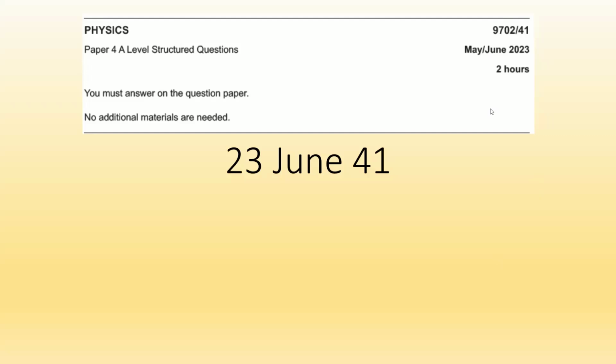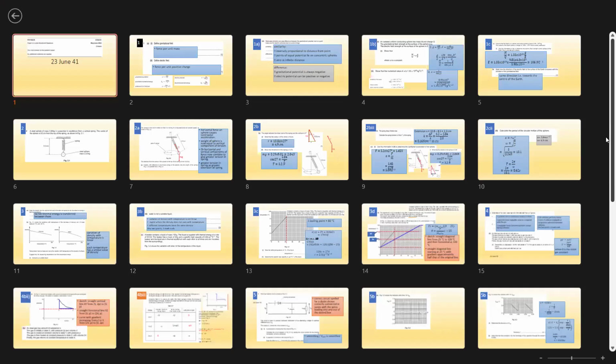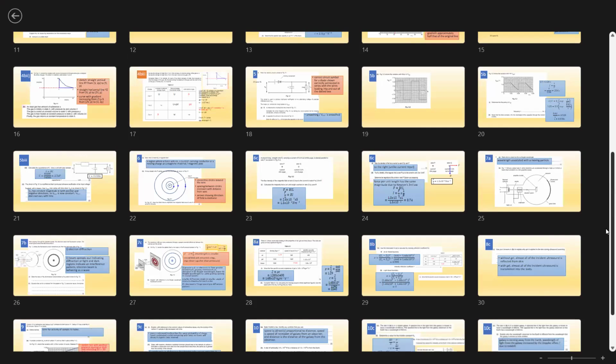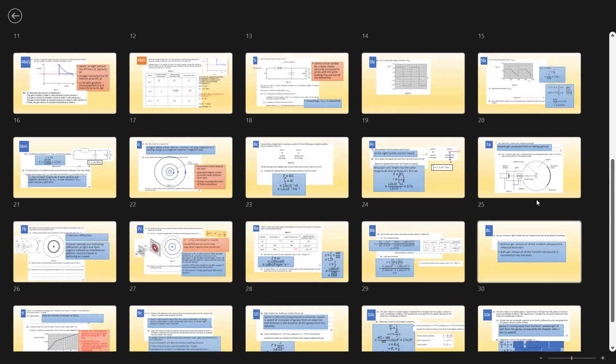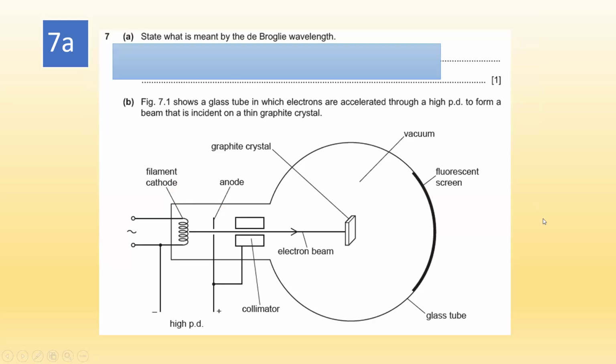Okay, we are continuing May, June 2023, variant 41. We stop at 7A. Right, we have answered this part there. Wavelength associated with moving particle.